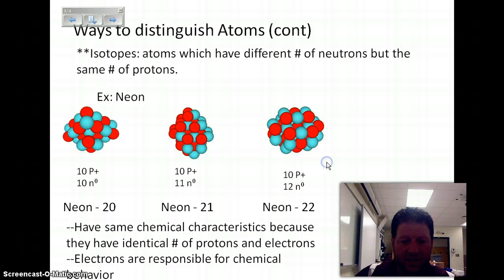Now, keep in mind, with isotopes, they have the same chemical characteristics because they have an identical number of protons and electrons. So even though it's neon 20 and neon 21 and neon 22, we would say that they all have the same chemical characteristics because they have the same number of electrons as well as protons. And remember, electrons are responsible for chemical behavior. I'll repeat that. Electrons are responsible for chemical behavior. Therefore, isotopes all act basically the same way.